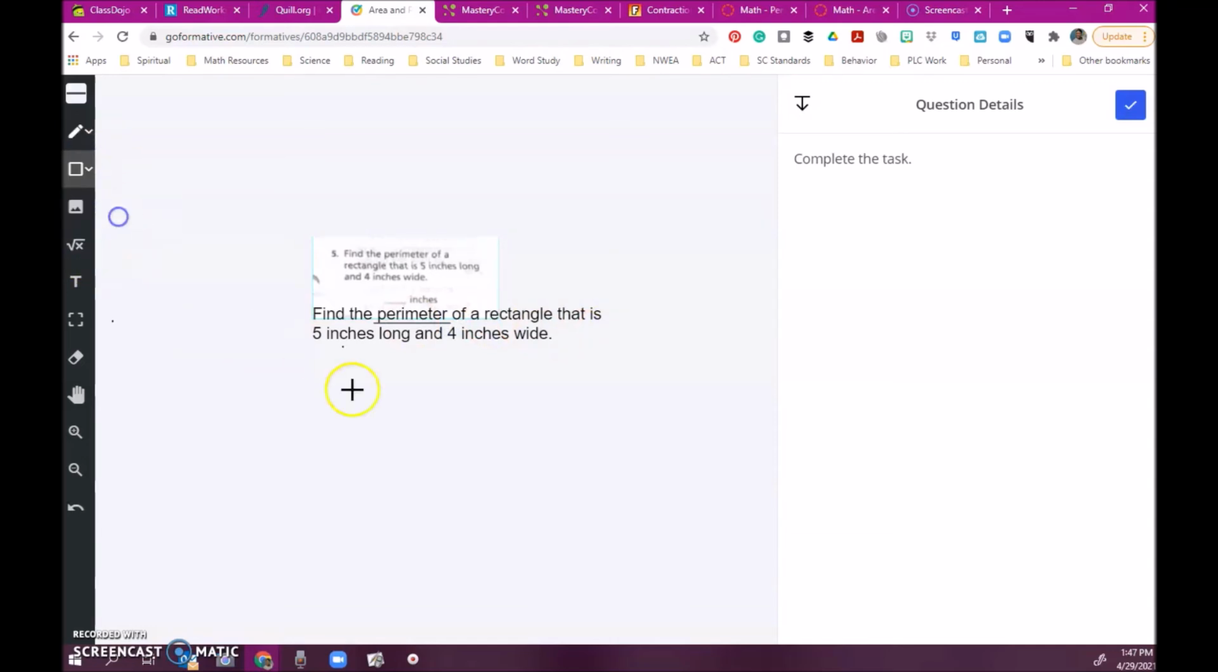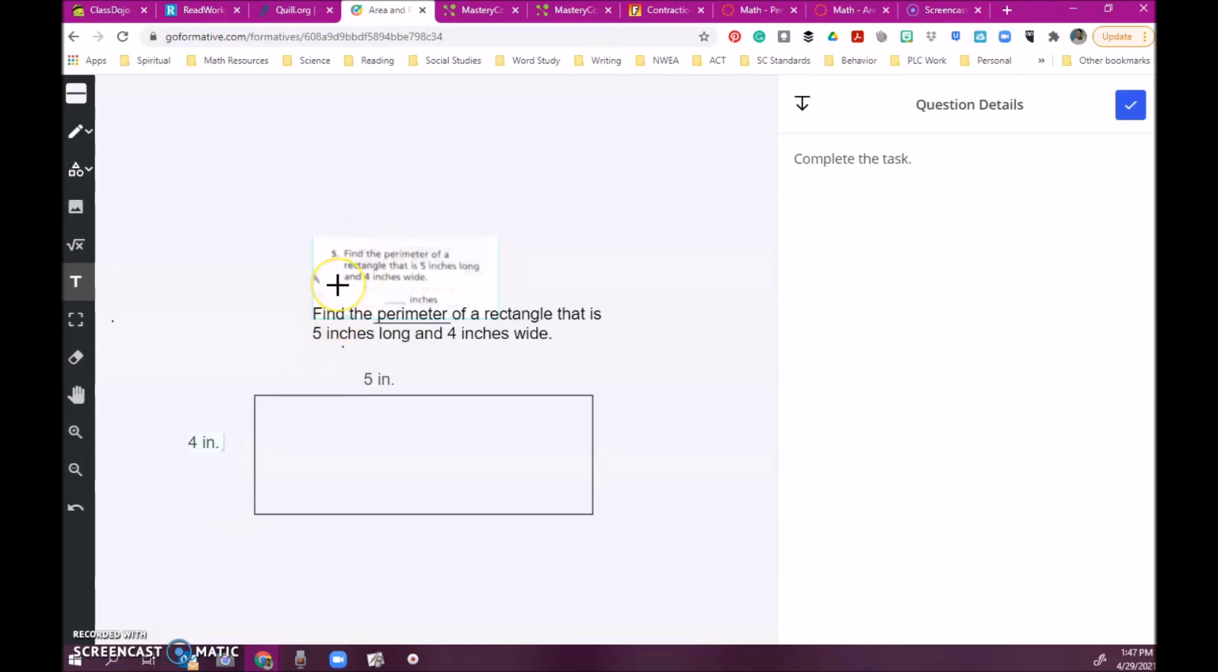So this is one where I kind of want to draw it out. I'm going to warn you, here's the mistake a lot of students make. They will draw their rectangle. They'll say, oh, it's 5 inches long, so we're going to label it 5 inches long. And it is 4 inches wide, and I'm going to label it 4 inches wide. And they stop. Did you catch that mistake?